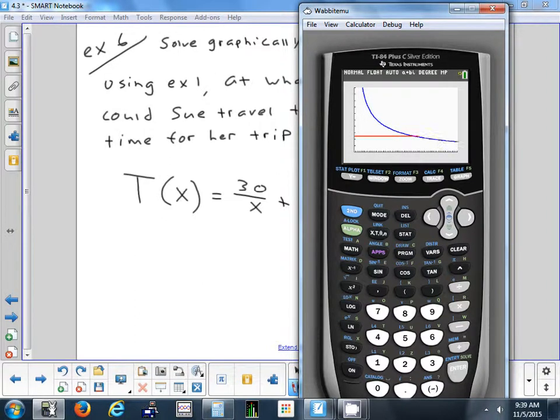Okay, there's her speed. There's 2.5 hours. So for her to complete the trip in exactly 2.5 hours, she'd have to drive 34.9. So she can drive 34.9 or faster. She can't go slower than 34.9. If she slows down, her time is going to go up. All right? So she has to drive at a minimum of 34.9 miles per hour, or she can go faster.